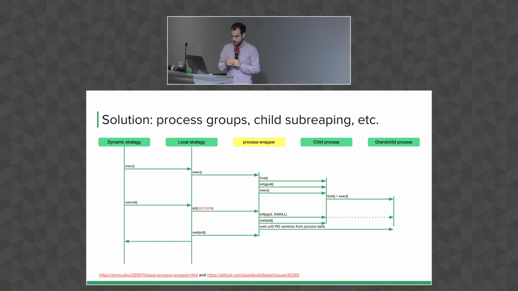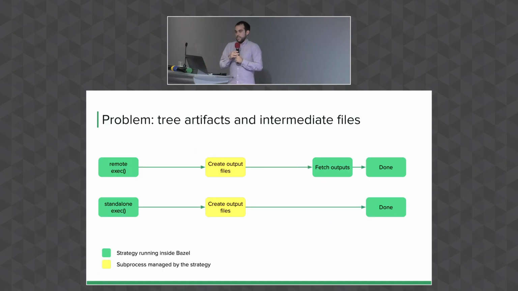And finally, the last problem I want to talk about is tree artifacts. Another difficulty that showed up. Tree artifacts is a name for essentially actions that, so typically most of your actions will create output files, right? But some actions will create directories. And you don't know what's inside the directory, right?